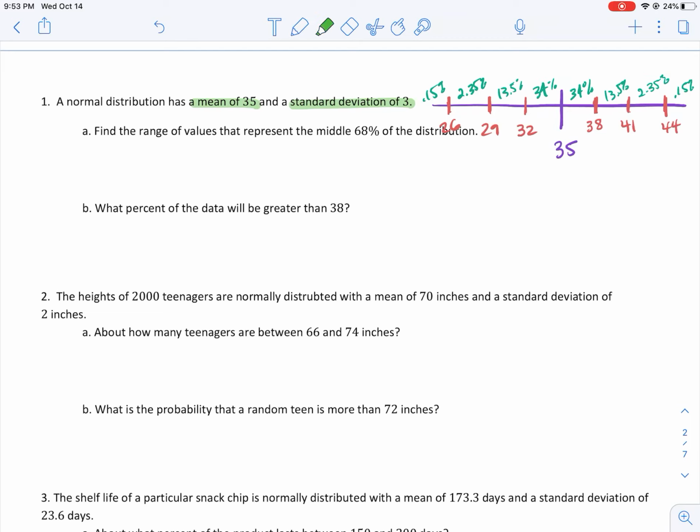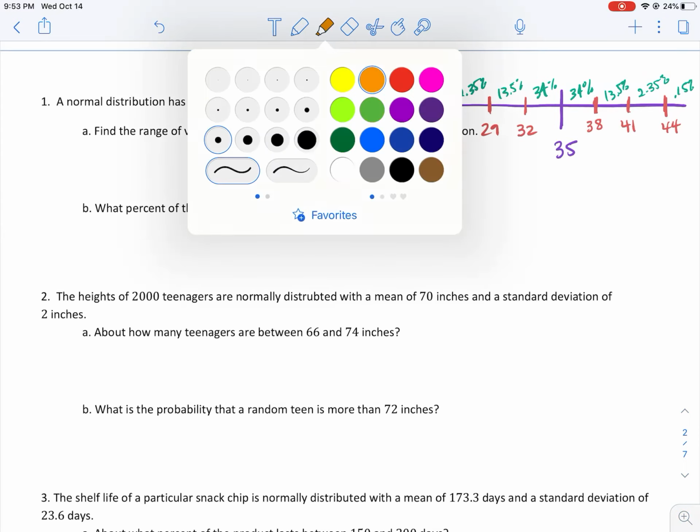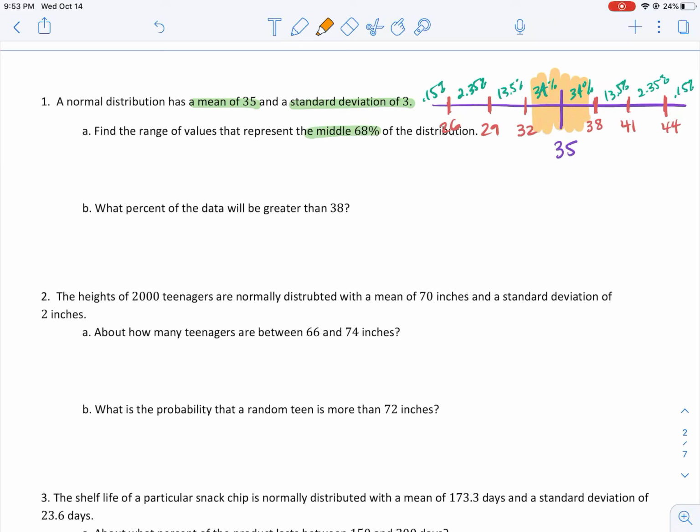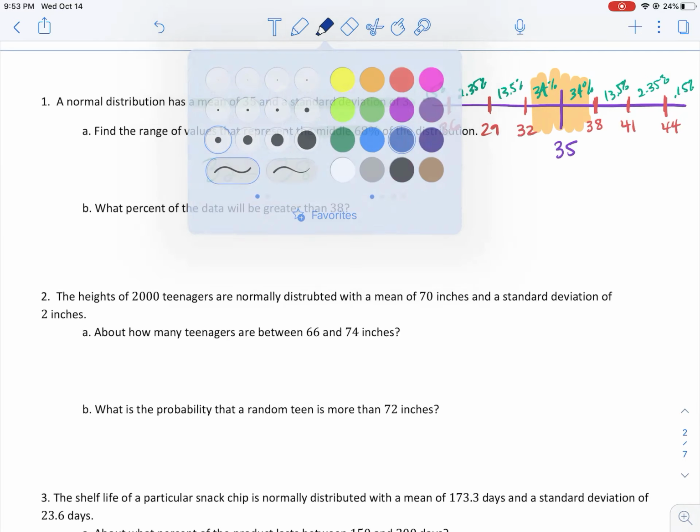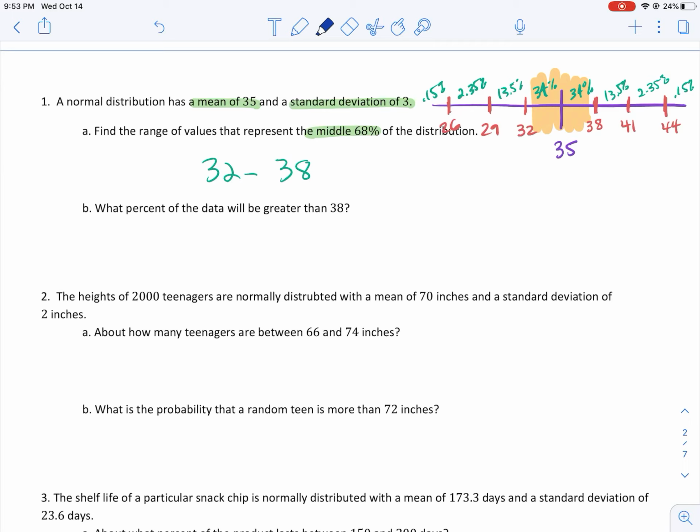The first one says, find the range of values that represent the middle 68%. Remember that 68% is 1 standard deviation away on each side. So that is going to be this section right here, 1 standard deviation. So my answer on this one would be from 32 to 38.